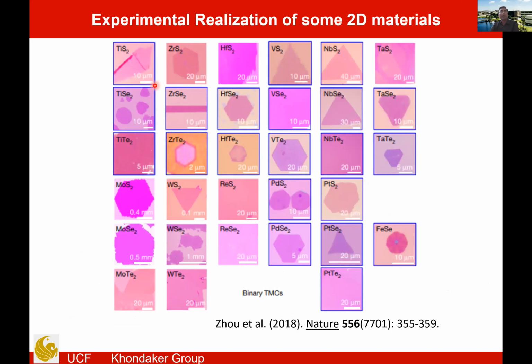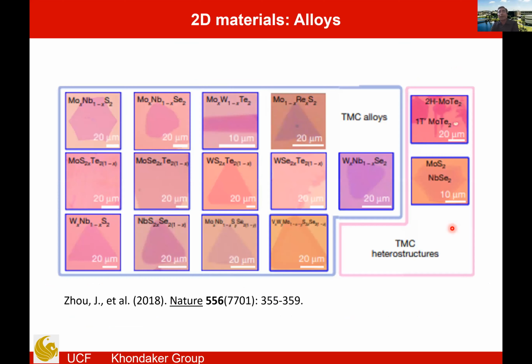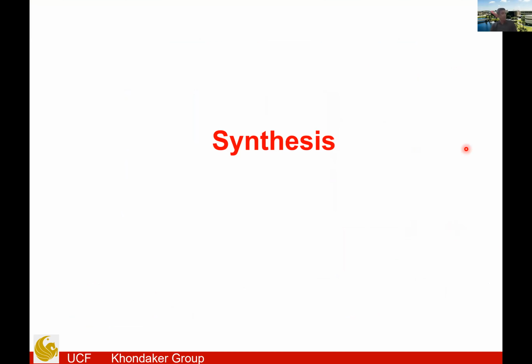Here are some of the materials that were grown. I'm not going to read the names here. There are alloys that you can grow. I have the reference here. You can read those references to see these images. Okay. So that's a short overview.